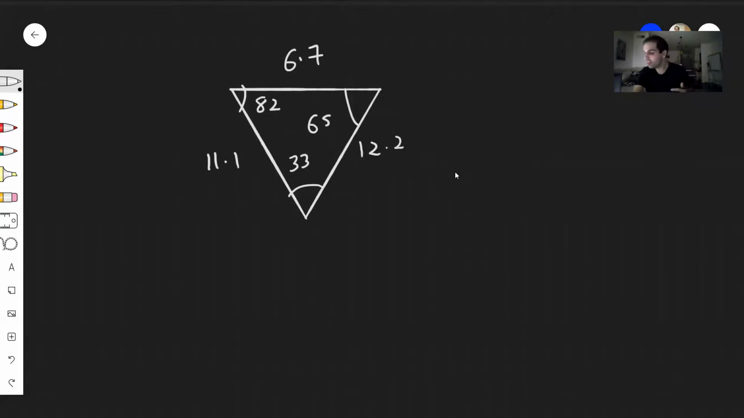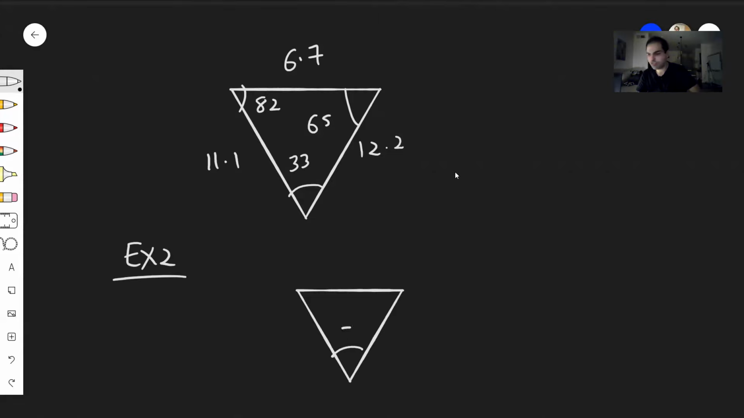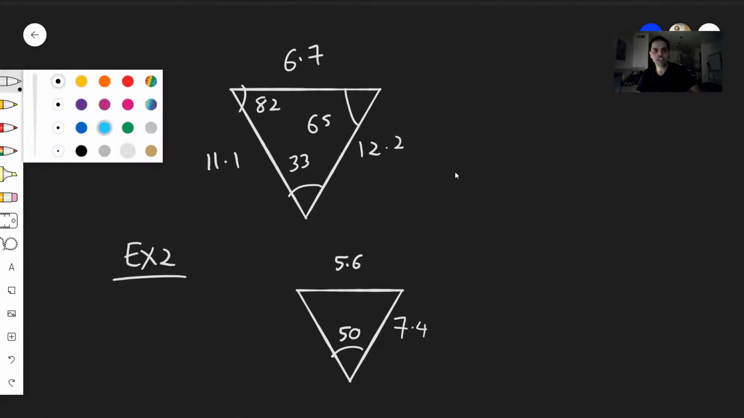So now let's do another example. Unfortunately, this situation does become a little bit trickier, but not so much trickier because it's always the same formula. Suppose you have this triangle. This angle is 50. This is 5.6. This is 7.4. And we want to figure out this angle.